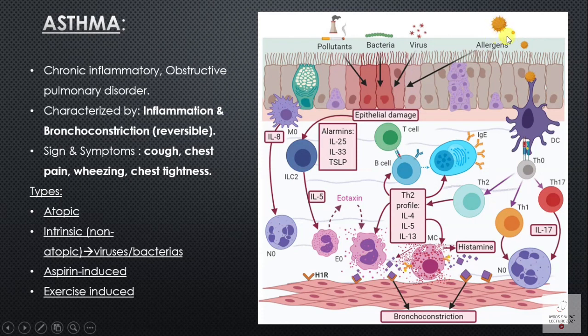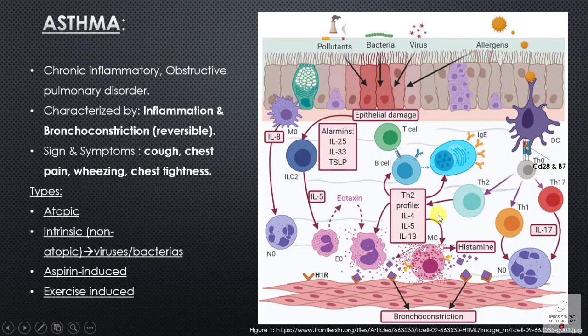Any allergen, virus, or bacteria that is stuck on the cilia of the respiratory epithelium is picked up by the dendritic cells, which are APCs, antigen presenting cells. They take the antigen from the respiratory epithelium, move towards the nearby lymph nodes, and present the antigen on MHC class 2 molecules to naive T helper cells, with co-stimulation from CD28 and B7. This causes the T helper cells to differentiate into T helper 2 cells and other types of T helper cells.